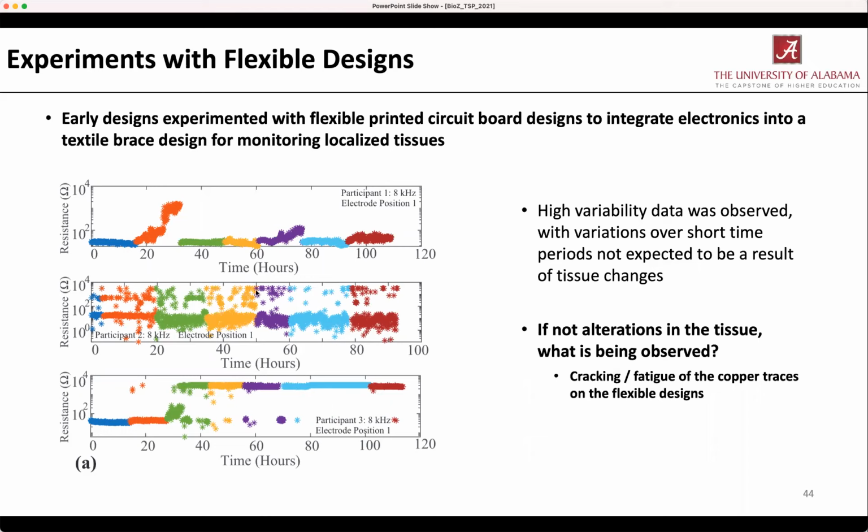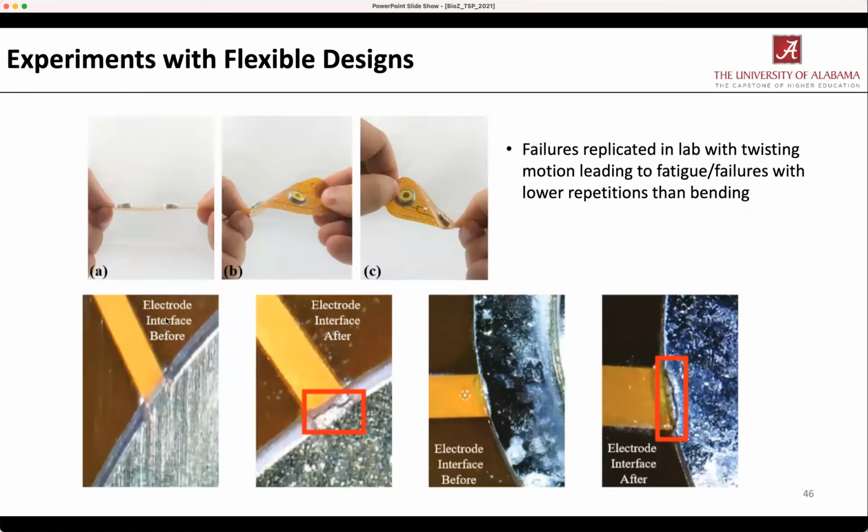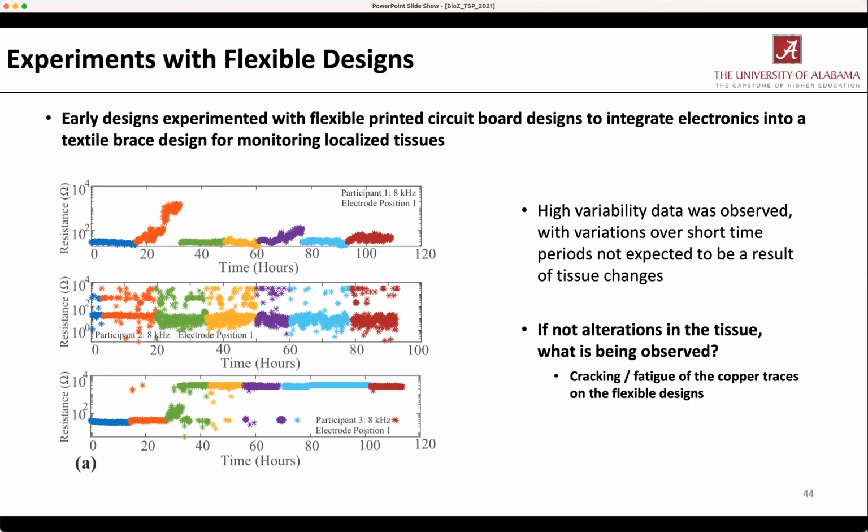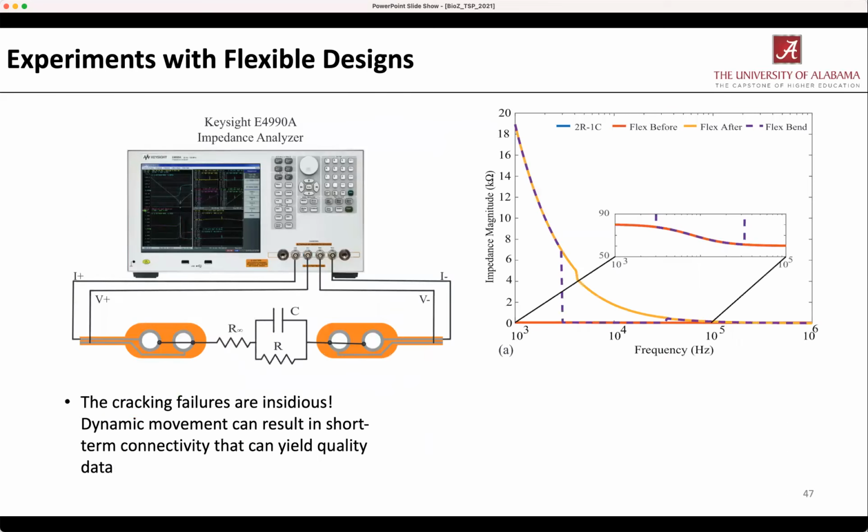But this high variability data shows some of the insidious nature of cracking. And what do I mean by that? We are curious, why does it fluctuate? And is there good data in here? Could we still collect good data and report good data? So when we looked at our broken boards, we took cracked flex PCBs, connected them to a known load with our impedance analyzer, and measured this model before flexing, after flexing, and during a bend of the flexing.